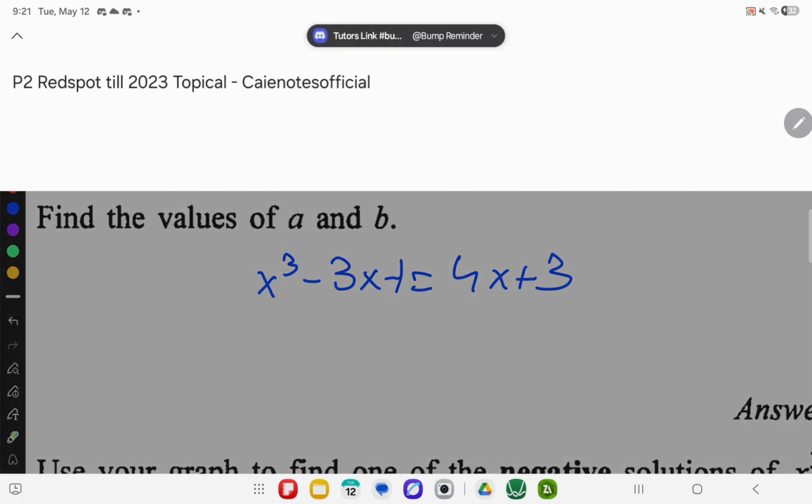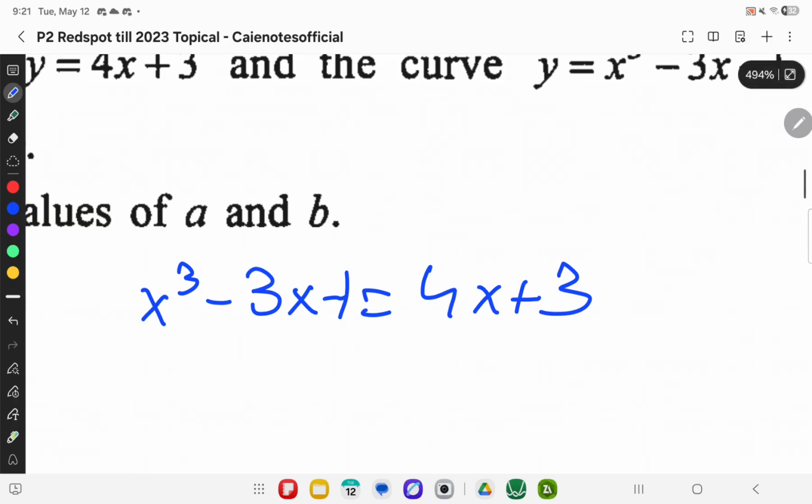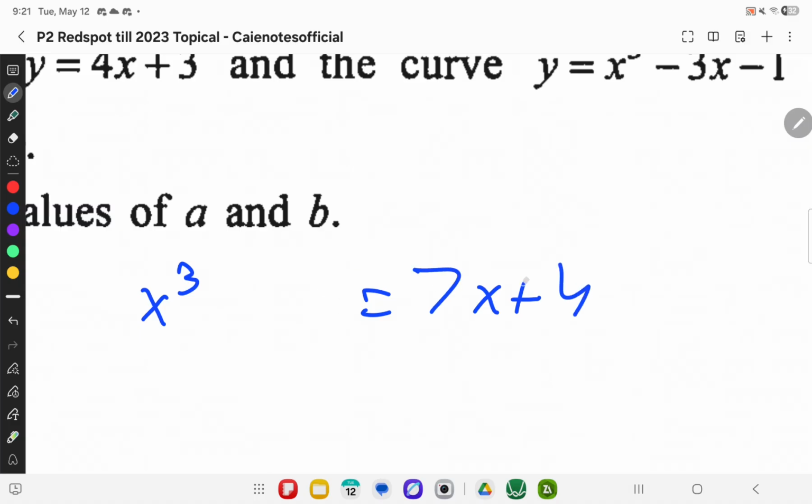Okay, on the right hand side we want this x cubed. On the left hand side, oh my god, on the right hand side we want to have a and b. So we add 3 on both sides, we get 7. We add 1 on both sides, we get 4, and this is the answer, a and b.